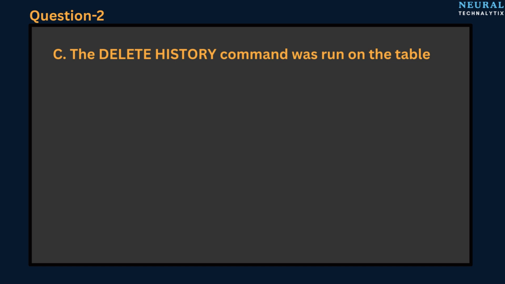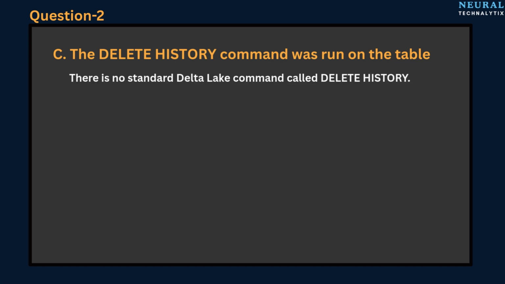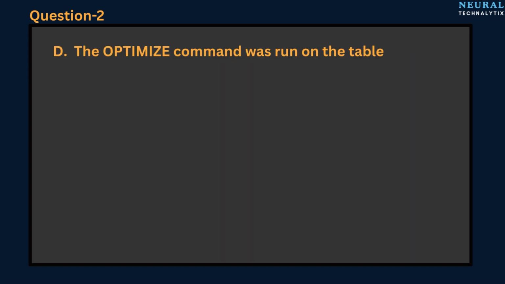Option C, the delete history command was run on the table. This one is tricky, but here's the key. There is no standard Delta Lake command called delete history, which means this option is simply invalid. Option C, eliminated.